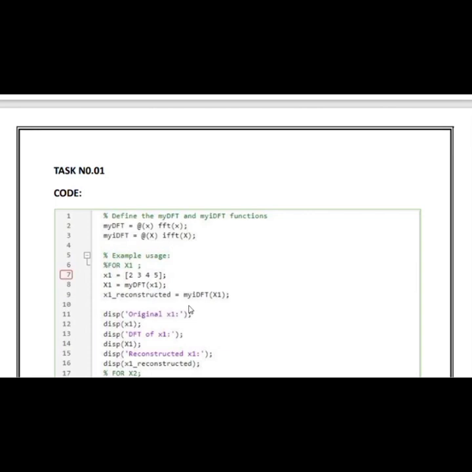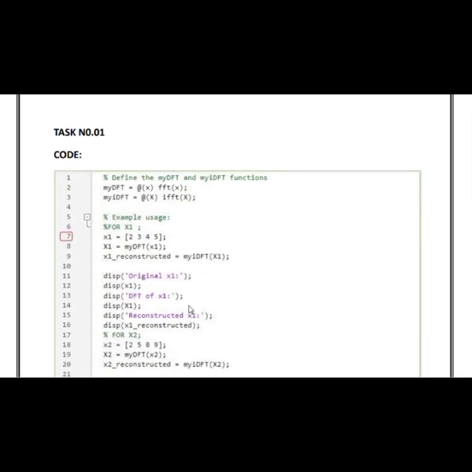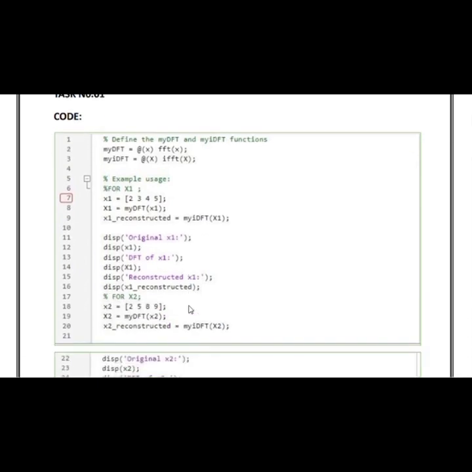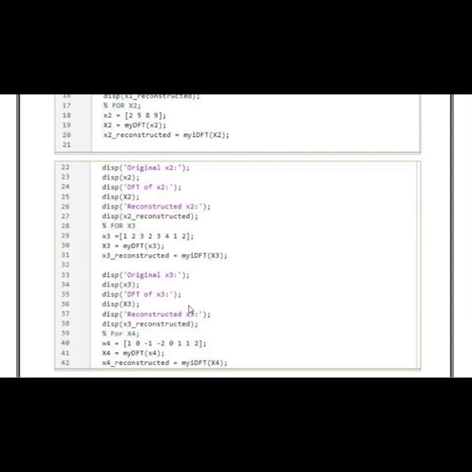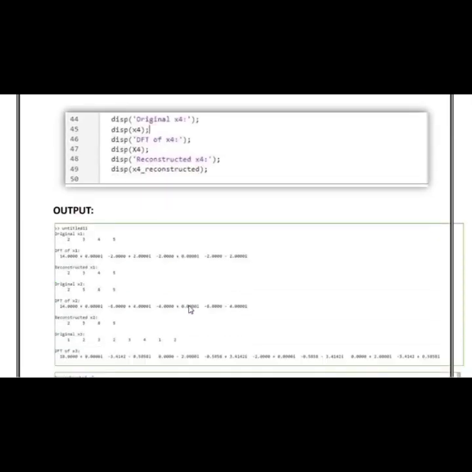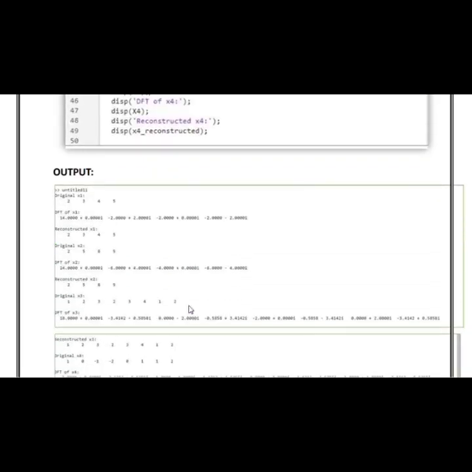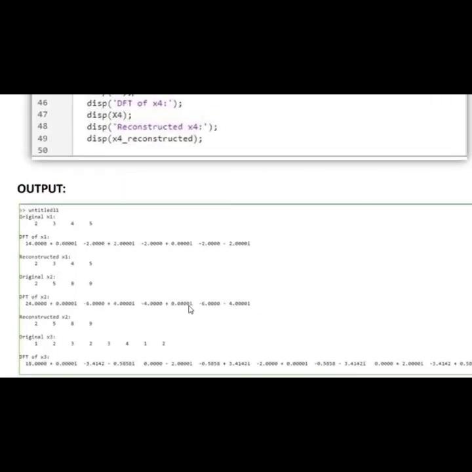For example, for x1, the value is given in the question. X1 is equal to my discrete Fourier transform, and reconstructed x1 is equal to my inverse discrete Fourier transform. Display the original version of x1 and the reconstructed version of x1. For x2, same as for x1, same as for x3 and same as for x4, and the output is this.